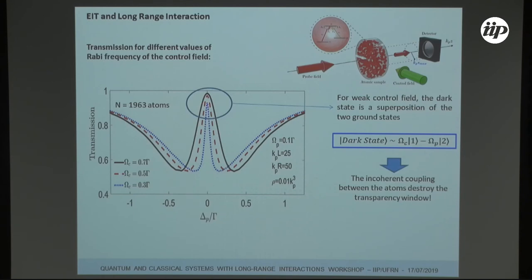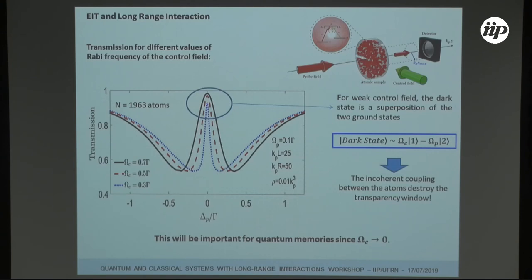This is somehow expected, because we have an incoherent process induced by the vacuum. So the effective interaction between the atoms is an incoherent process. An incoherent process destroys the dark state. So this is expected somehow. But here we could show that, in fact, this is an important effect. It destroys the dark state. And this will be even more important for quantum memories, because in quantum memories, we have to turn off the control field. So we are in the limit where the control field goes to zero. So this will be important for quantum memories.